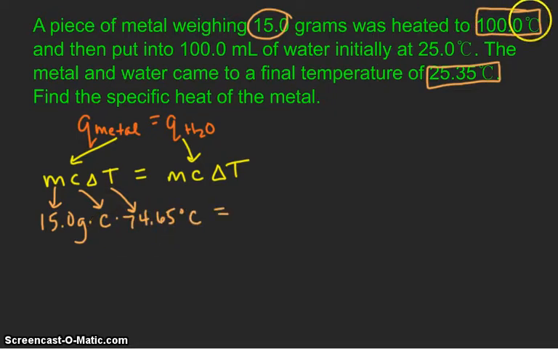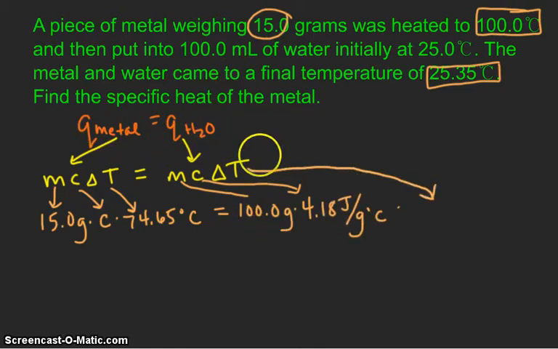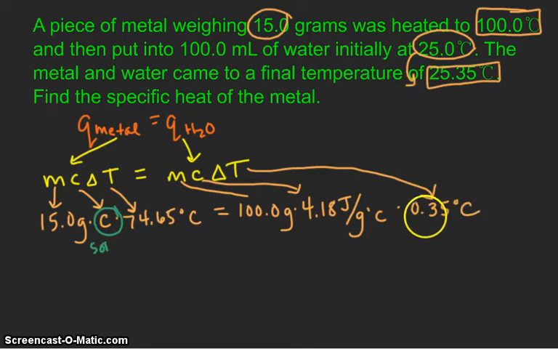The metal started at 100 degrees Celsius. The final temperature of the metal-water mixture was 25.35, and we subtract to get our delta T. The mass of the water, again, since we set Q of the metal equal to Q of water, is 100 grams. We're assuming it's 1 gram per milliliter density. Specific heat of water, you should know, 4.18 joules per gram degree Celsius. And the water temperature didn't really change much. It started at 25 degrees and again ended at 25.35, so the temperature change was only 0.35 degrees Celsius.